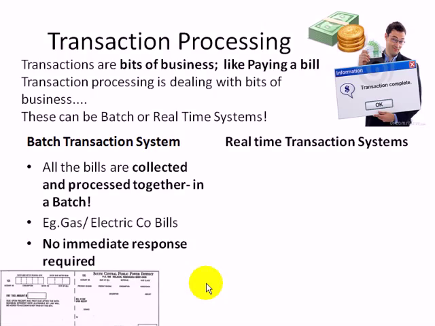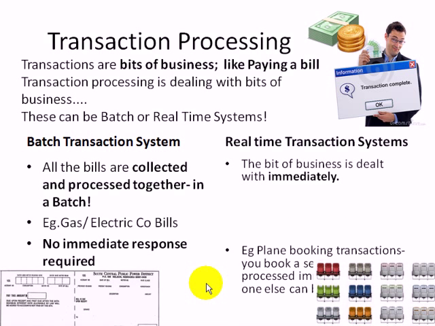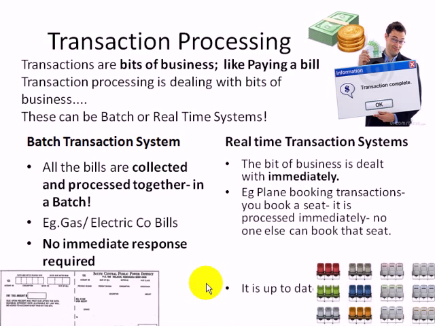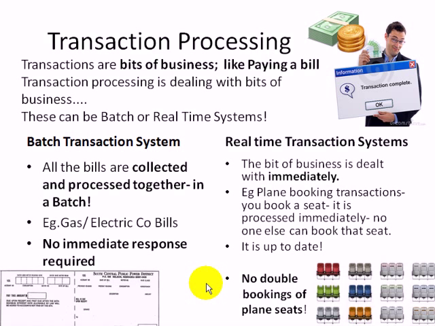In a real-time transaction system, this is where an immediate response is required to deal with the person's transaction or bit of business. An example would be a plane booking system. Whenever you book a seat, you don't want anybody else double booking that seat. You cannot wait weeks or else somebody else might book it. To try and stop that, it needs to be processed immediately in real time.